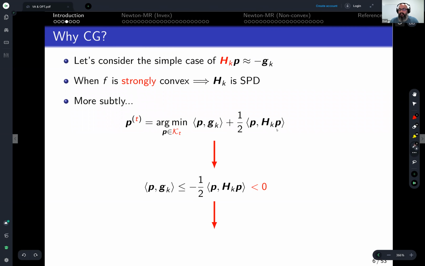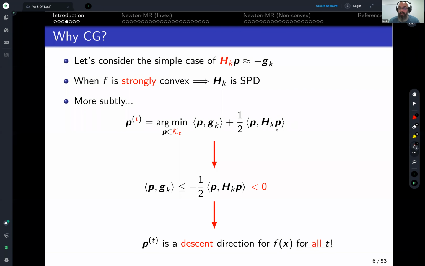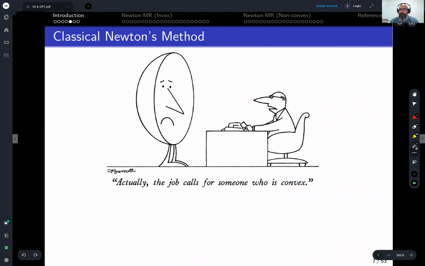So it turns out that the main reason perhaps for CG being so popular within line search algorithms, especially when we're dealing with a strongly convex setting, is that no matter how many iterations of CG I perform, whether it's one iteration or whether I wait until the end, every single CG iterate is guaranteed to give me a descent direction. Well, but not everything is convex.